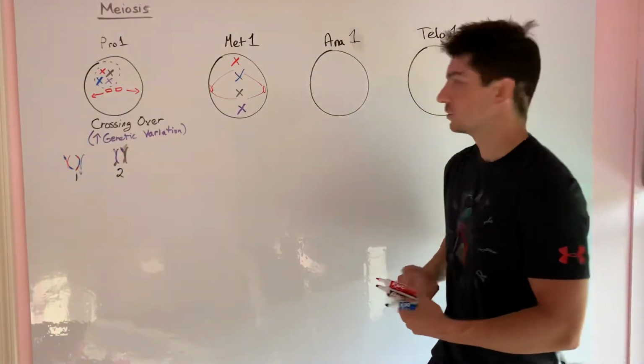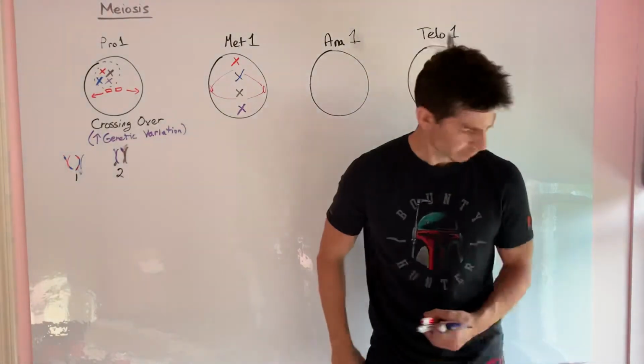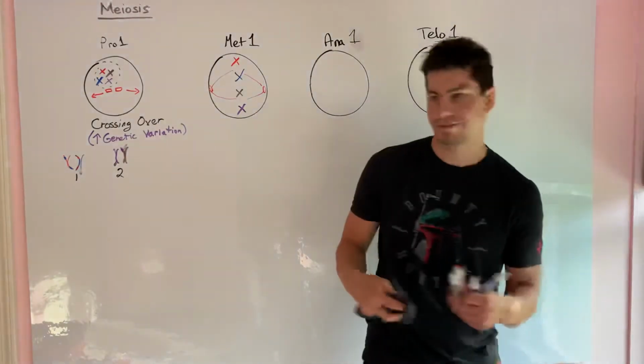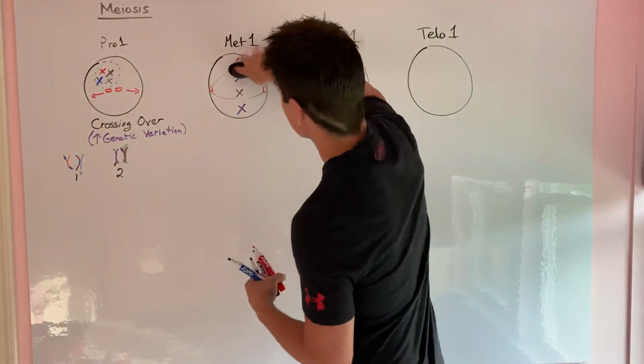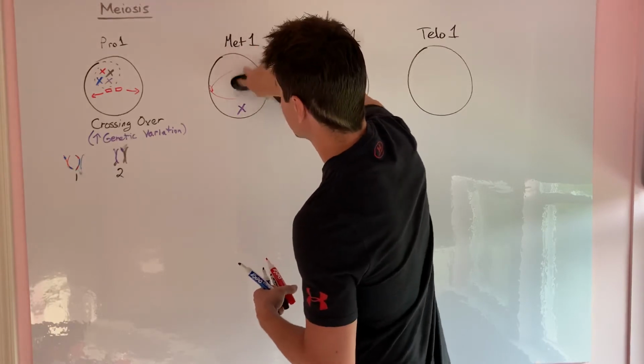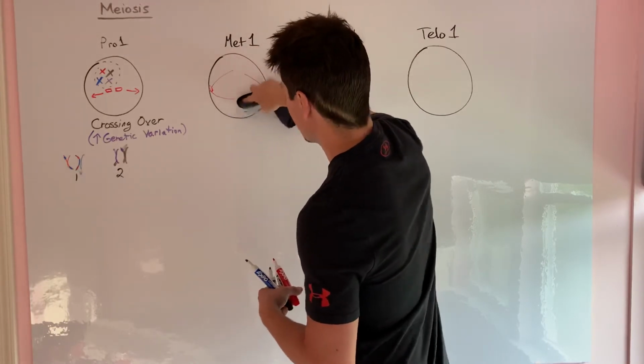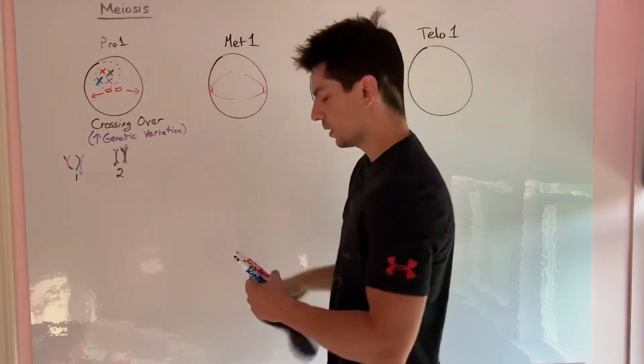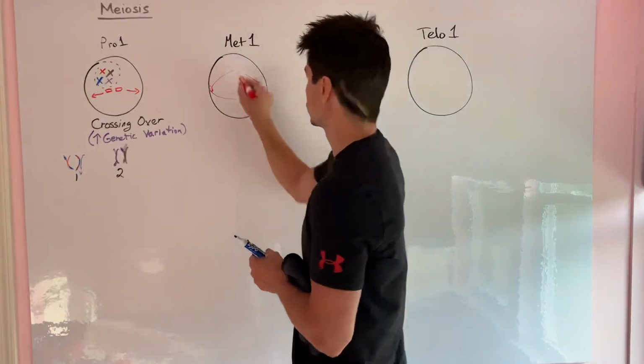Here's what it's going to look like in metaphase number 1. It's going to look a little bit different. Instead of them lining up as those X's, they're actually going to line up with the homologous chromosome. So here's what it looks like.